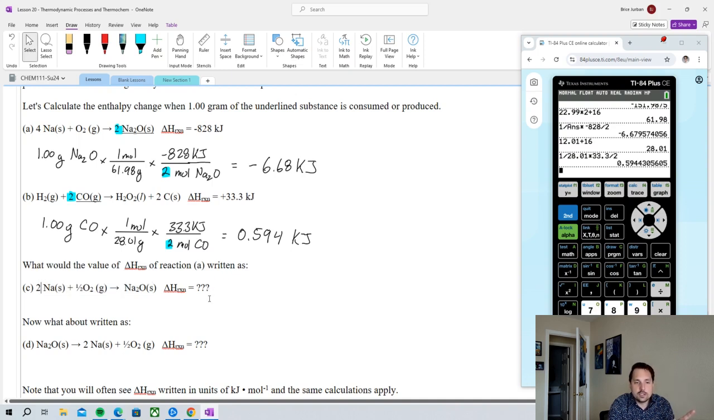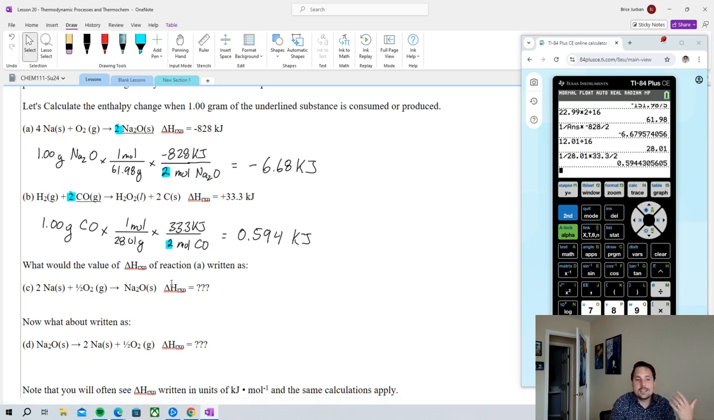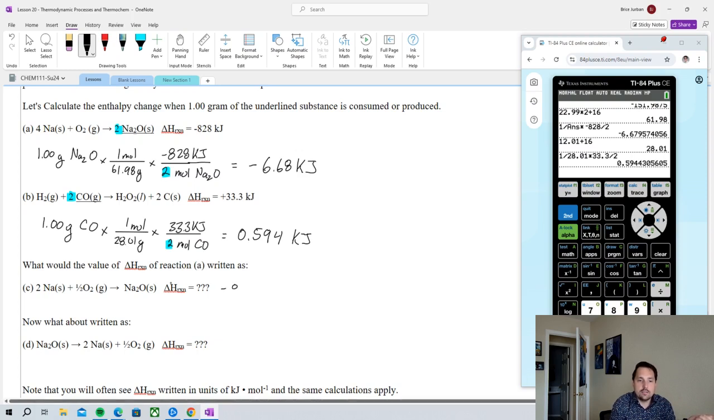But one thing you want to pay attention to is because the enthalpy of a reaction, although it's a state function, it's also an extensive property. So delta H is extensive, meaning it depends on how much you have of it. So this delta H value is going to be half of what it was up above. So it's going to be negative 828 divided by 2.